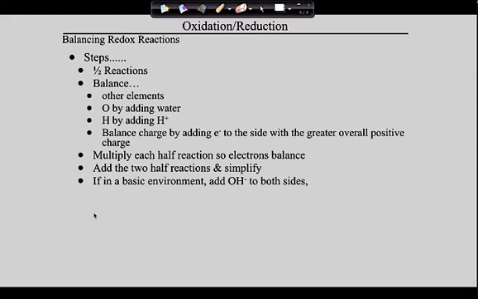Then you multiply one of the 2 half reactions by the multiplier that's necessary to make the number of electrons on both half reactions equal. Then you add the 2 half reactions together and simplify. Then, if the reaction you're balancing happens to be in a basic environment, you will get rid of any excess protons by adding sufficient hydroxides to convert them to water. Got it?